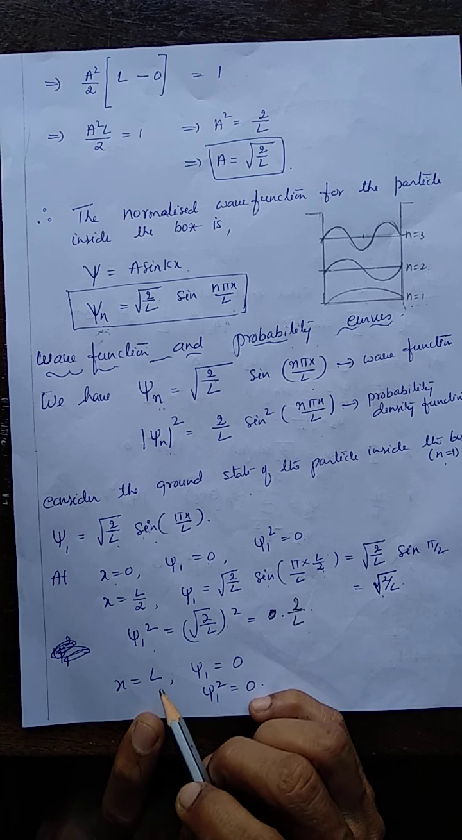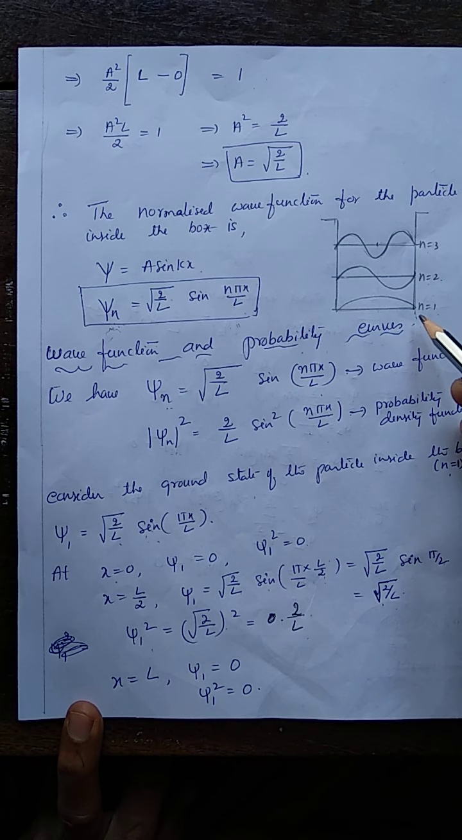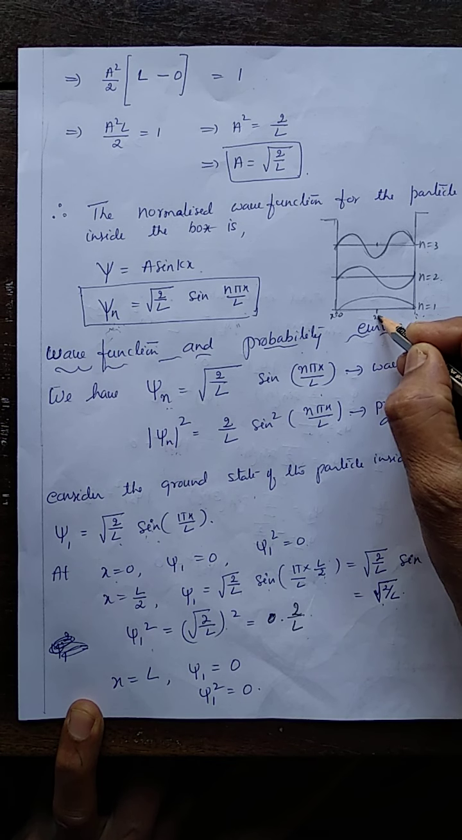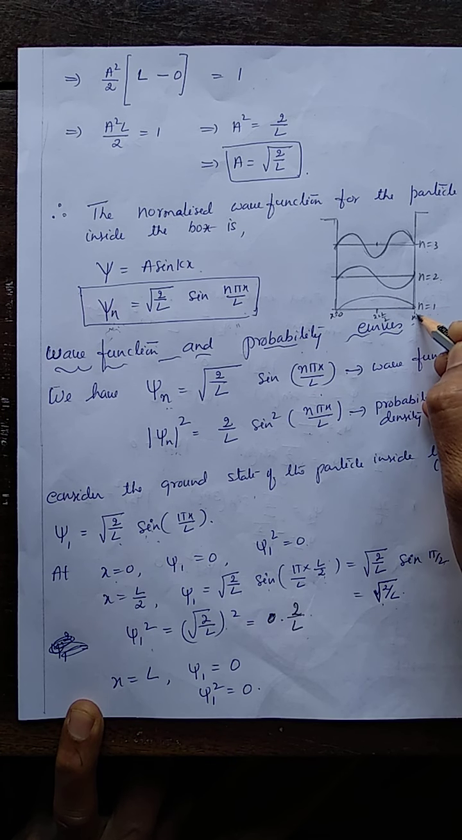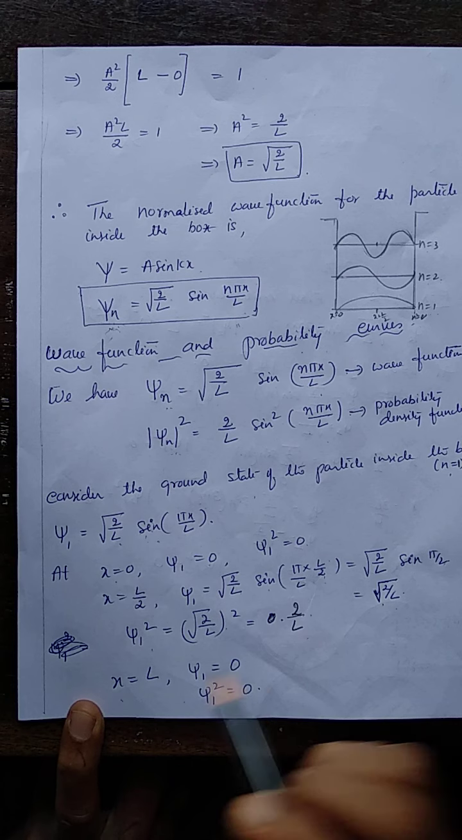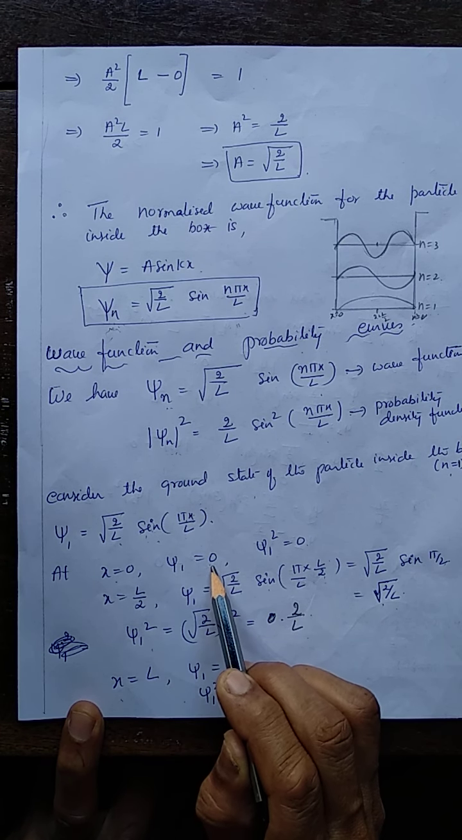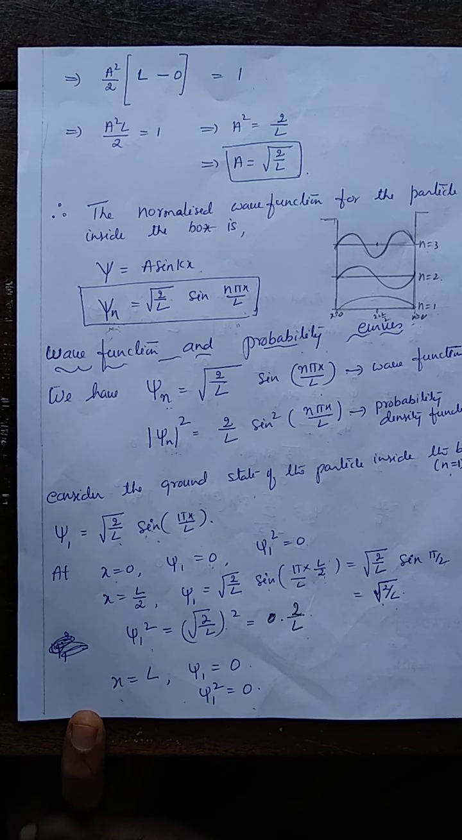Now take another point, the extreme, x equal to L. Here see, x equal to 0, midpoint x equal to L by 2, and here x equal to L. When x equal to L, L gets cancelled, sine pi is again 0. So psi 1 is 0, and psi 1 square is 0.